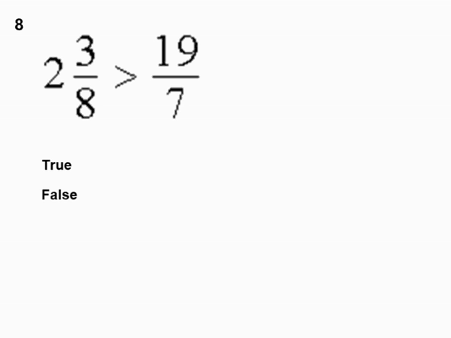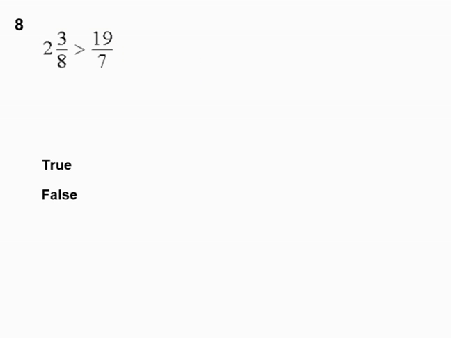Question 8, real easy question. In fact, this would be taken from probably a grade 6 or 5 textbook. Is the mixed fraction 2 3/8 greater than the improper fraction of 19/7? Well, let's check. So there's 2 ways to do it. The way I would do it here is I just change this fraction into improper. That's going to be 19/8. Is 19/8 greater than 19/7?